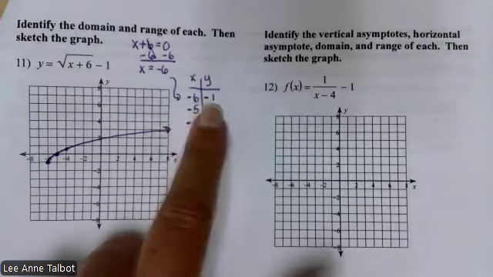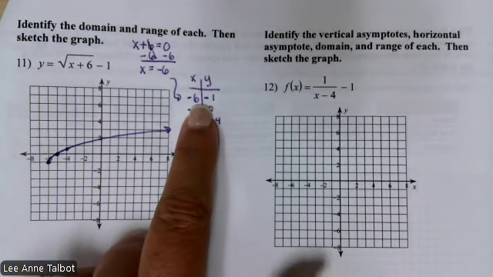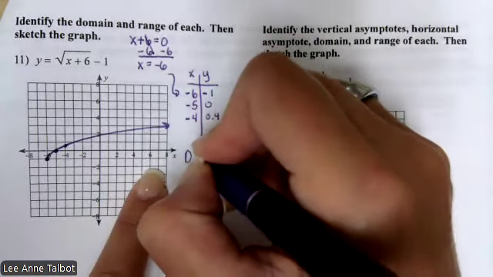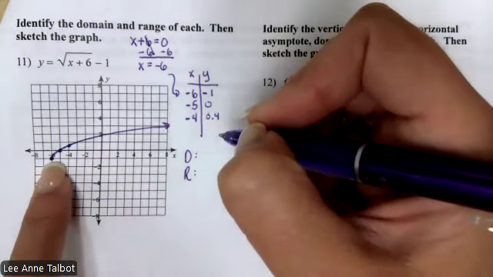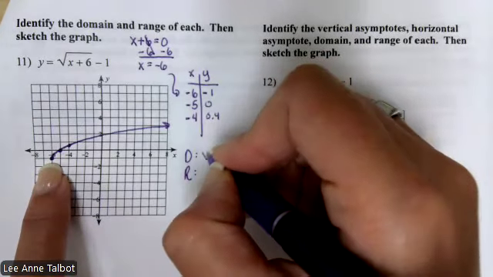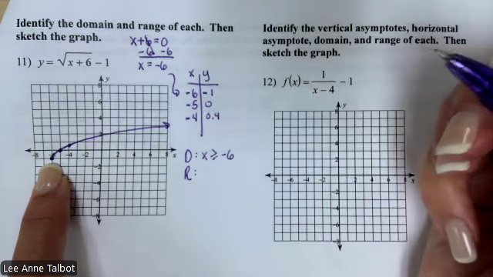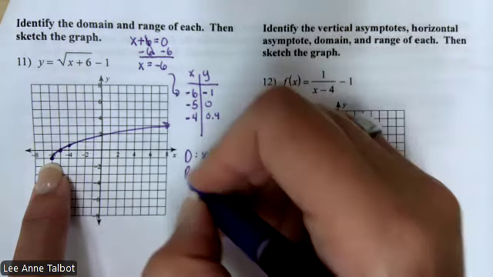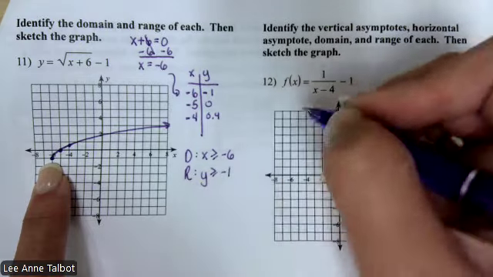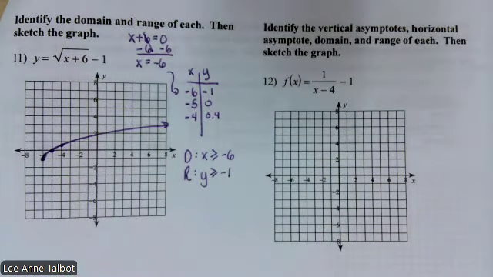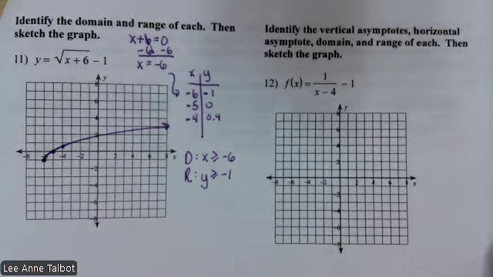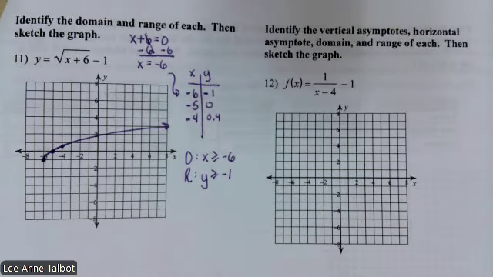Okay, now the domain and range come from the endpoint of the table, negative 6 and negative 1. It's going this way, so x is greater than or equal to negative 6. And my arrow is going up, so y is greater than or equal to negative 1. Okay, that problem's done. Number 12.